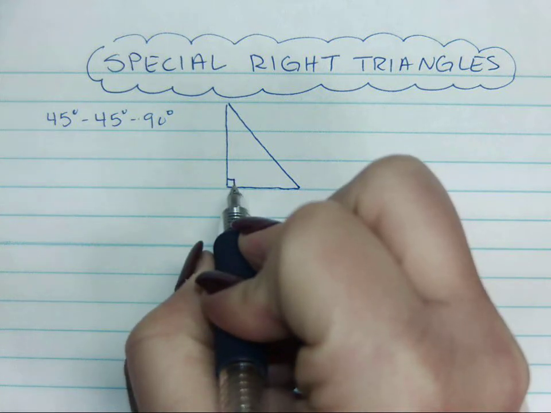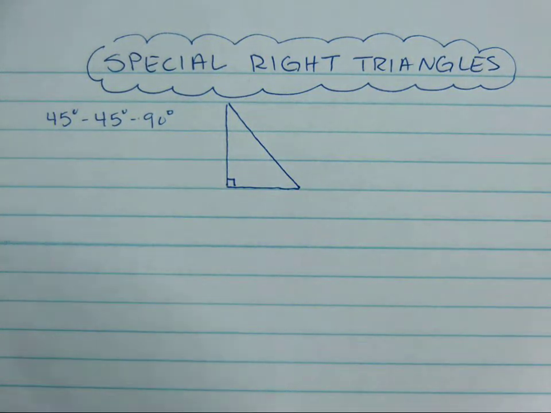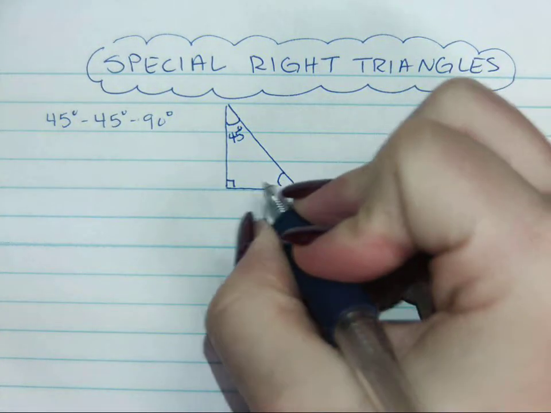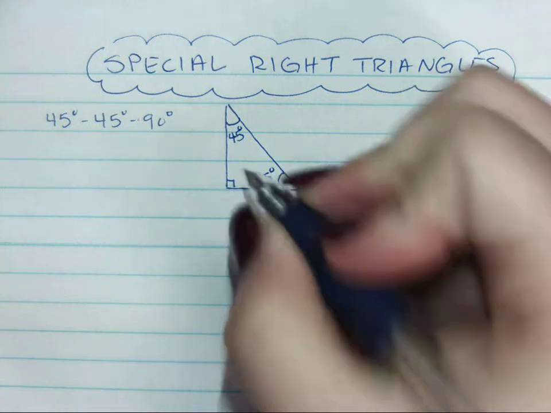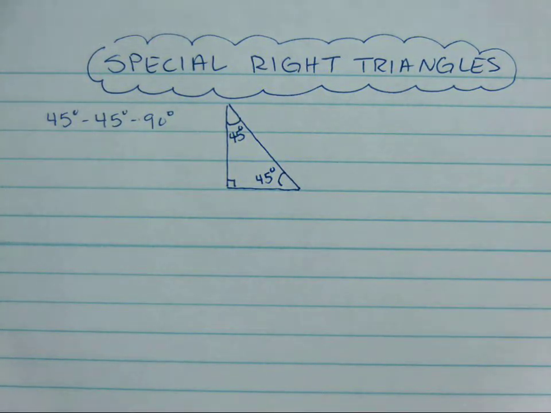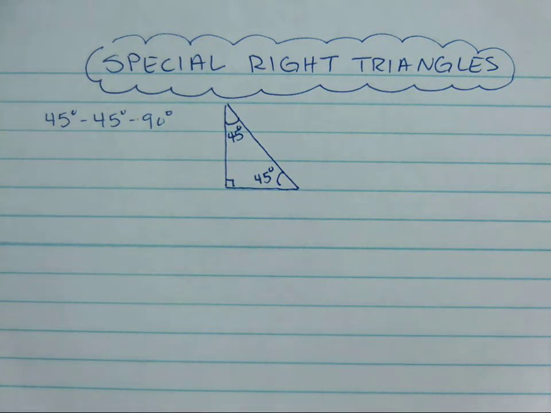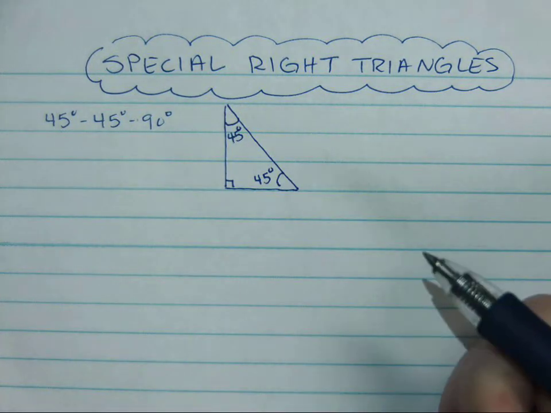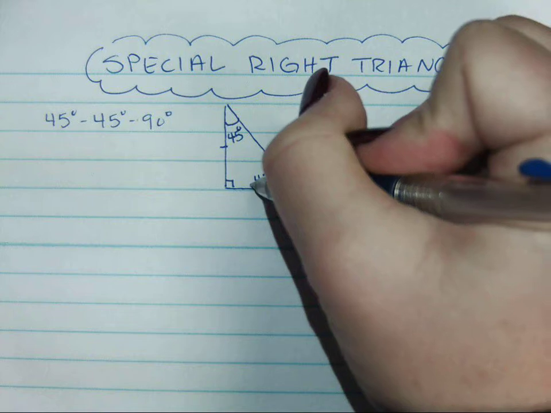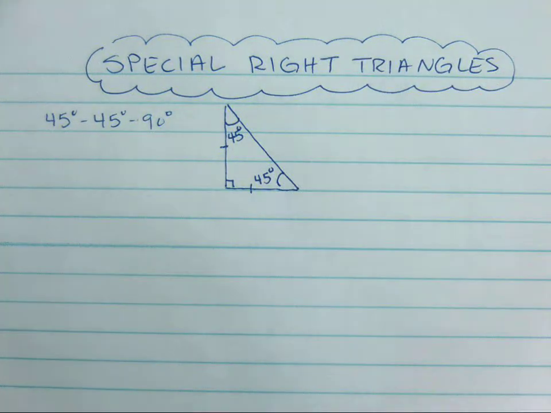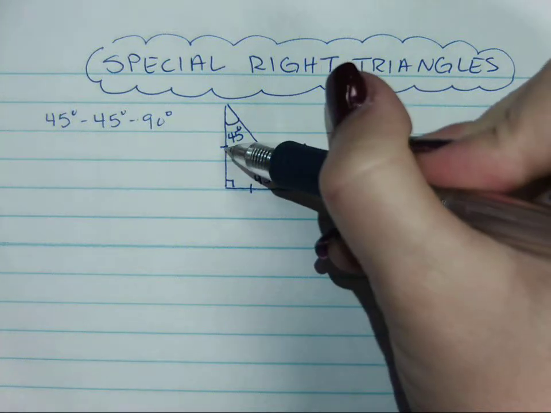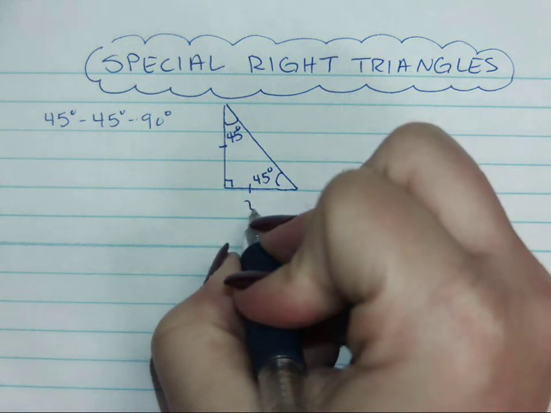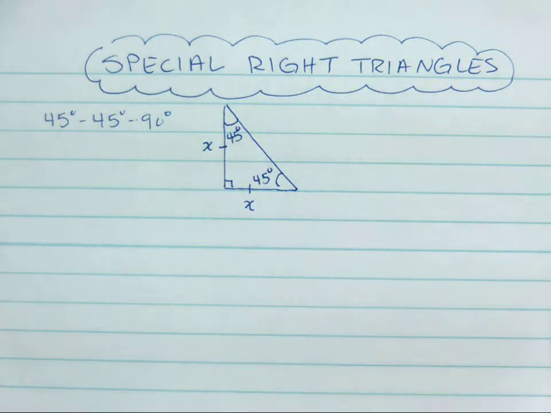So let's draw a little right triangle here. And so in this right triangle, both of the degree measurements are going to be 45 degrees. And of course we have to have a 90-degree angle because it's a right triangle. So again, 45, 45, 90. And because of the way that this triangle works, this is actually called an isosceles triangle, which means that if you have two angles that are exactly the same measurement, the sides opposite those angles also have the same measurement.